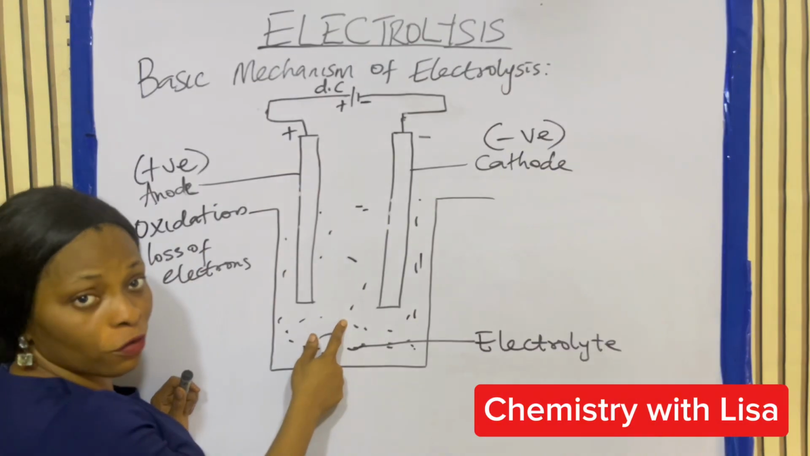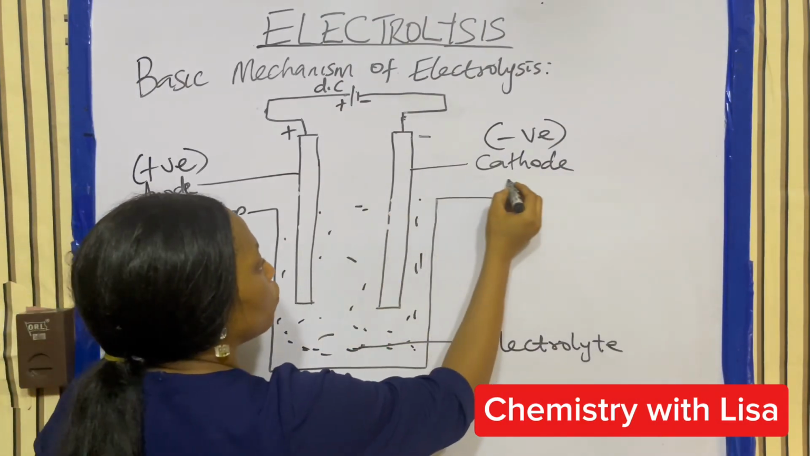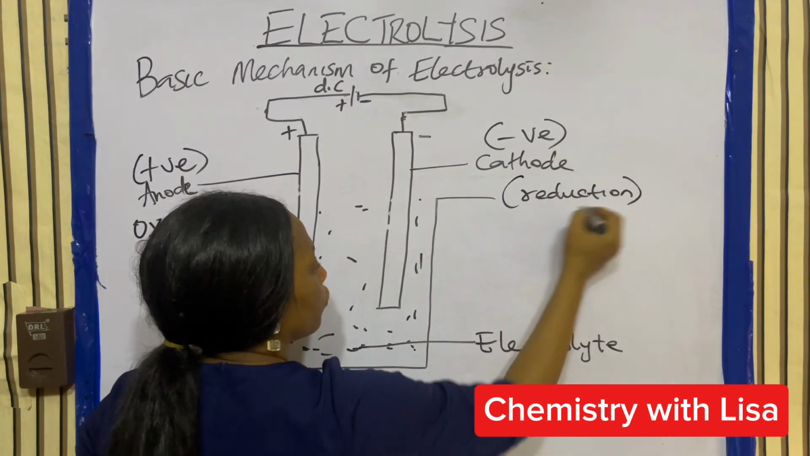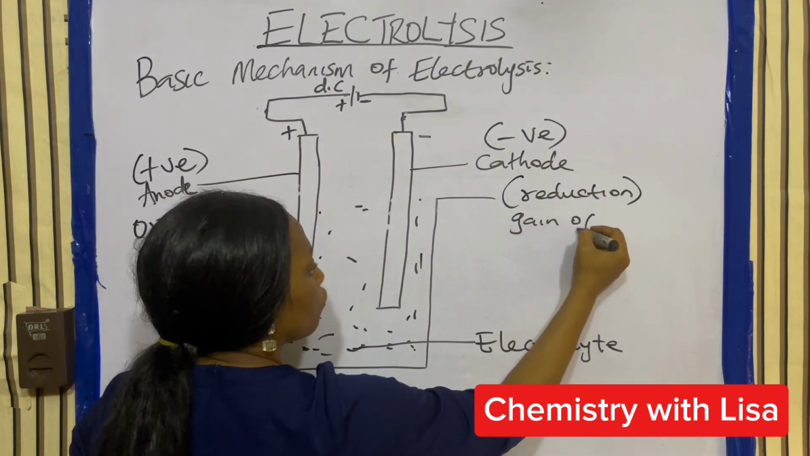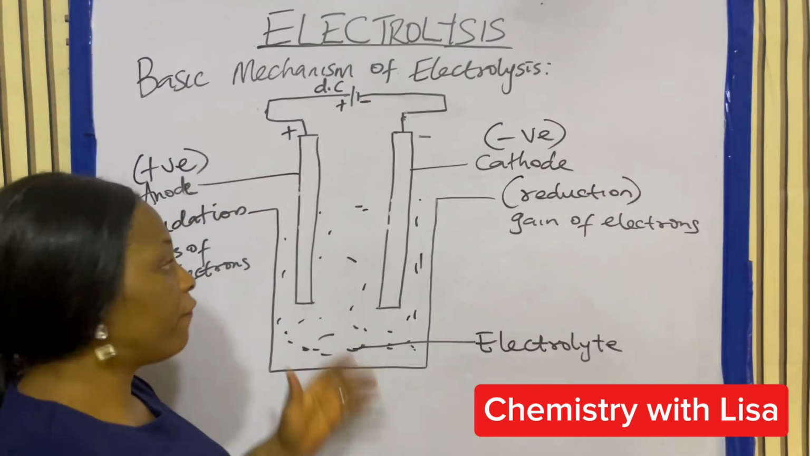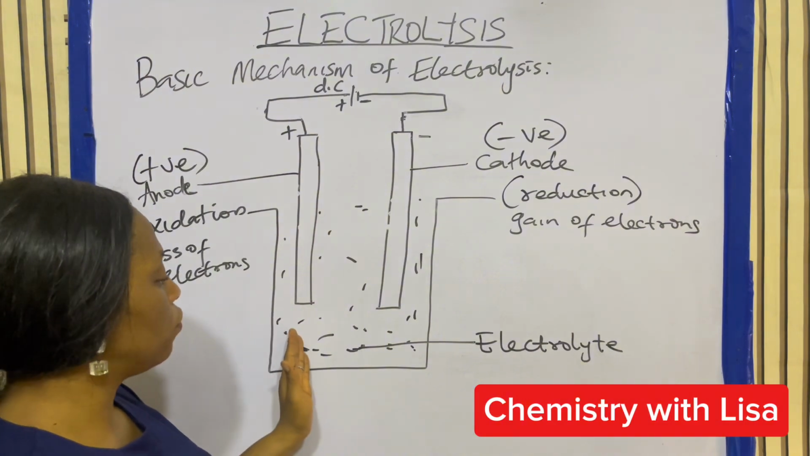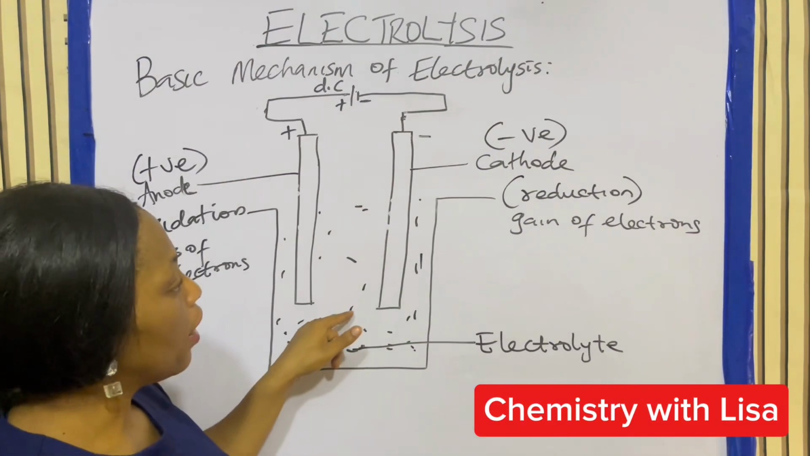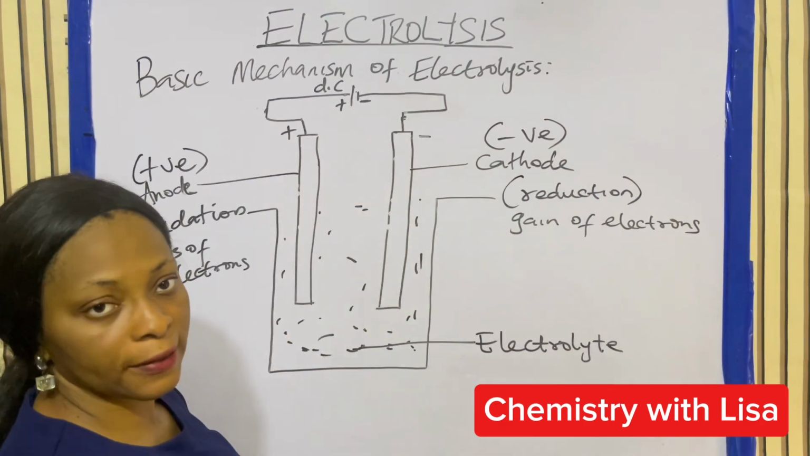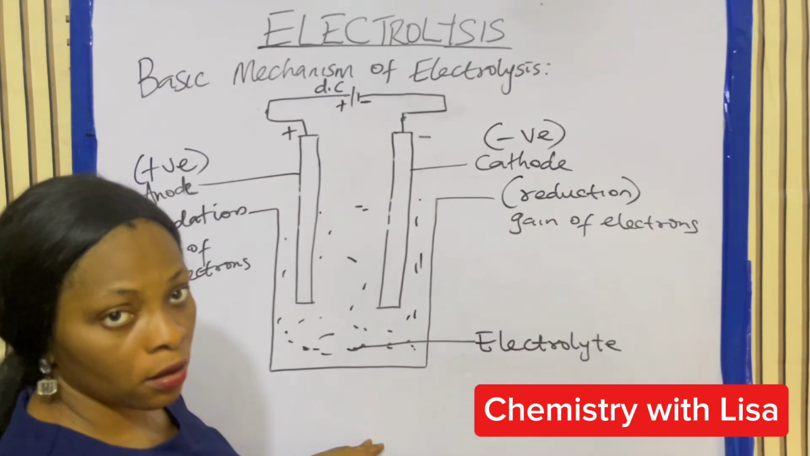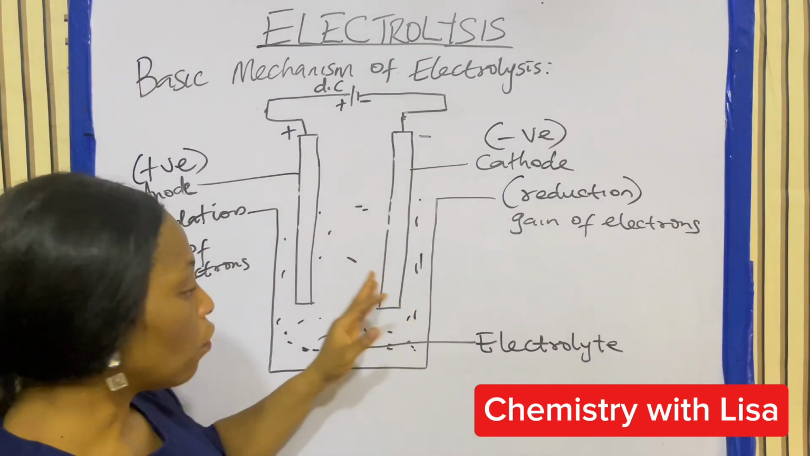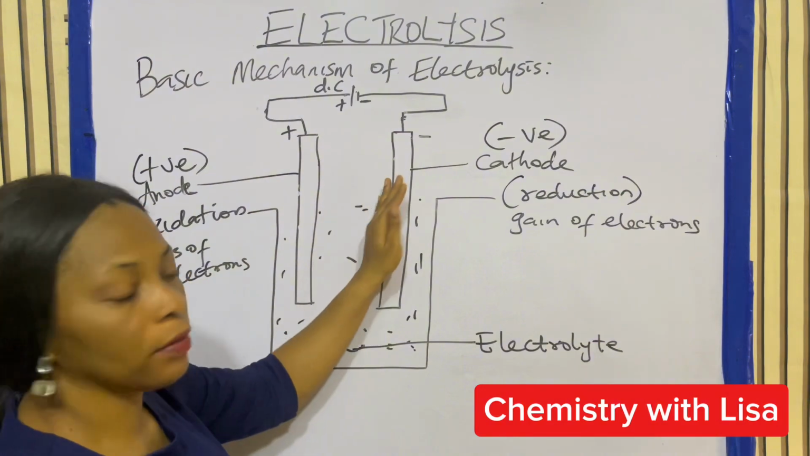Now, where are they going to? At the cathode. Cathode is reduction, or gain of electrons. So, when electrons leave the anode and enter into the electrolyte, they move to the cathode to be deposited. Are we together? So there is actually a gain of electrons at the cathode.